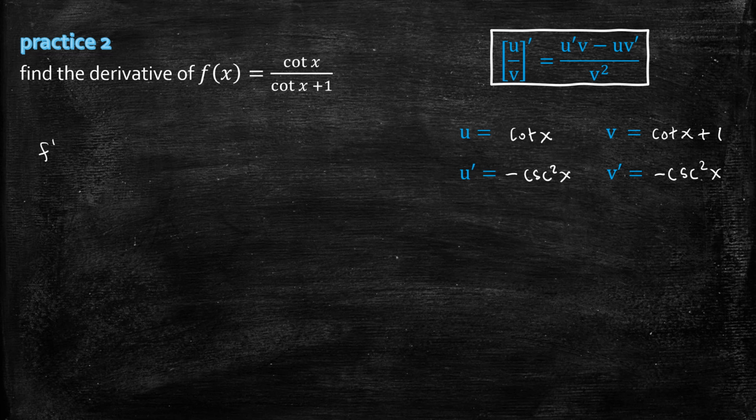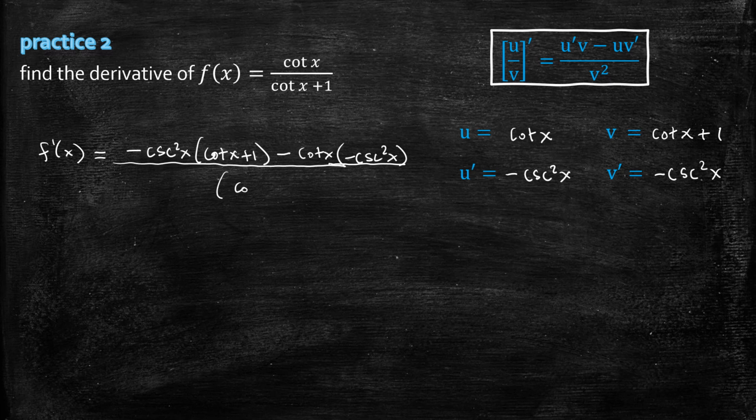So to find f prime x, let's set up the quotient rule. We start with u prime v, so that's negative cosecant squared x times cotangent x plus 1, so it's one diagonal, and then minus u, which is cotangent x, and v prime is negative cosecant squared x, and the denominator is cotangent x plus 1 squared. Now notice that you can't rewrite that denominator without foiling out, so we'll just leave it as that.